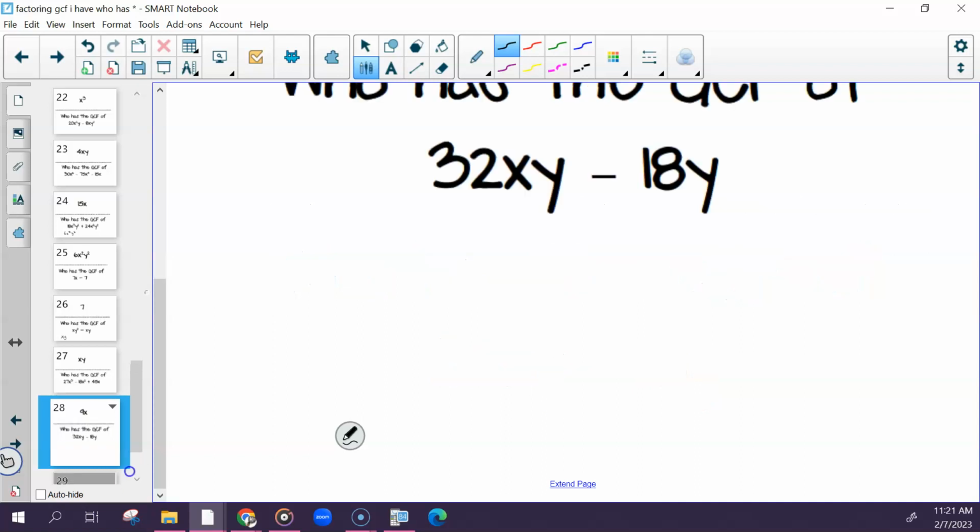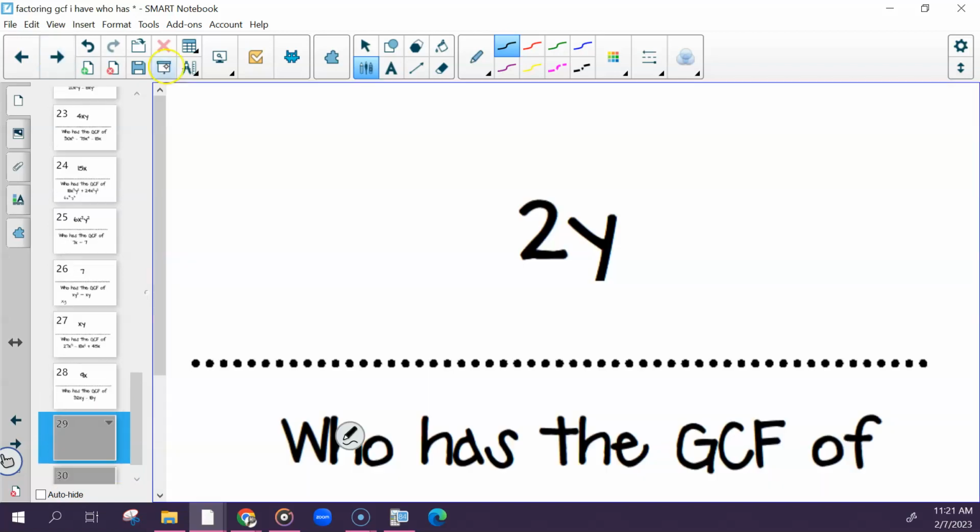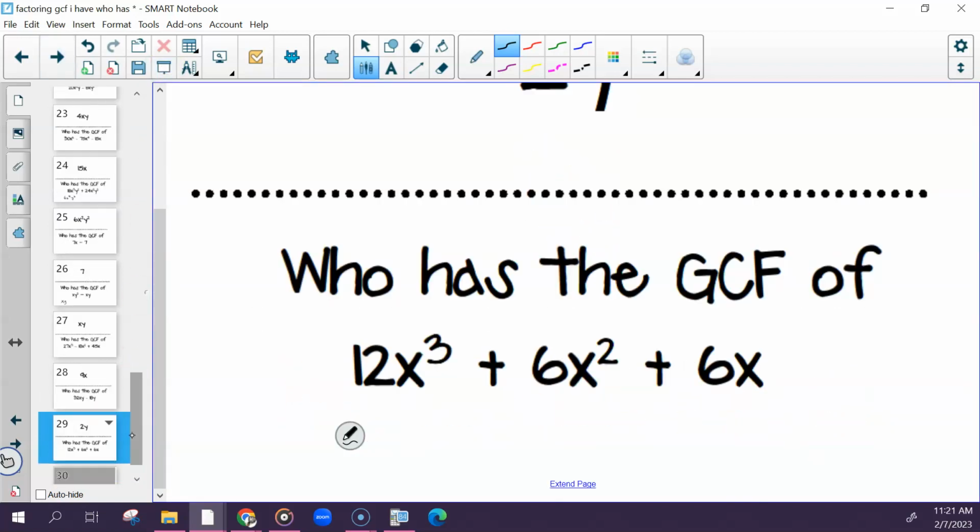What would that number be? 4, say it again. 2y, yes? So then read that next one. X to the power plus 8x to the second power plus 6x.